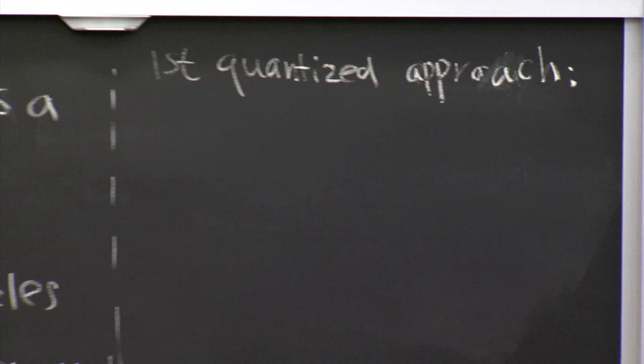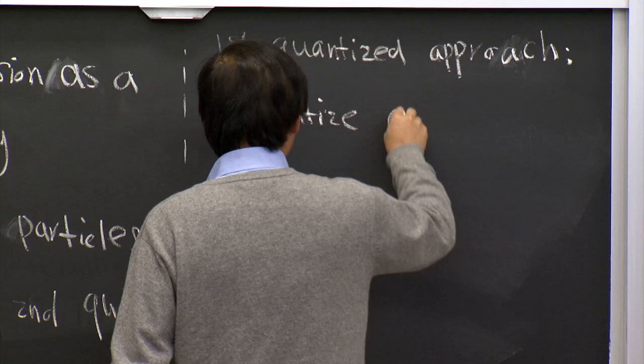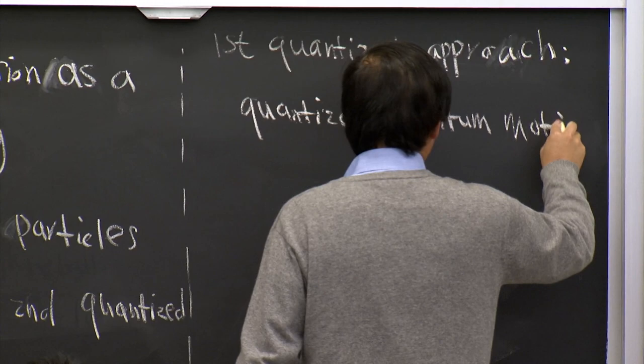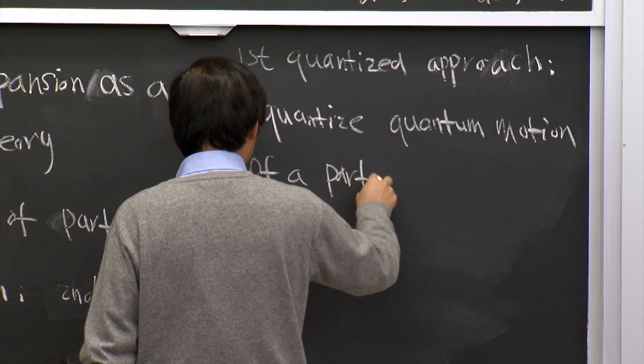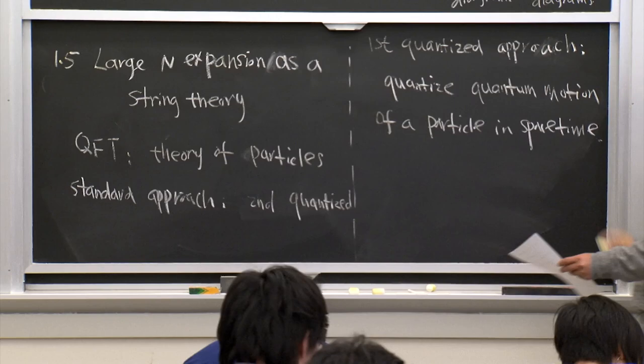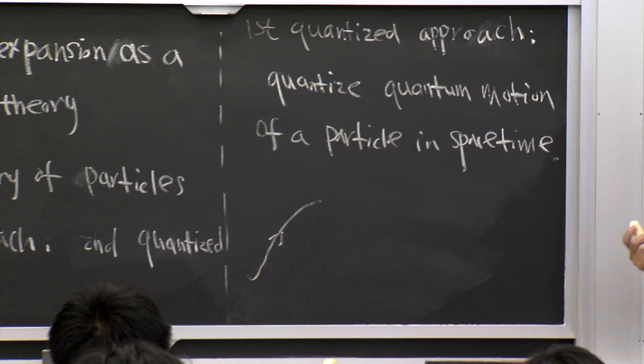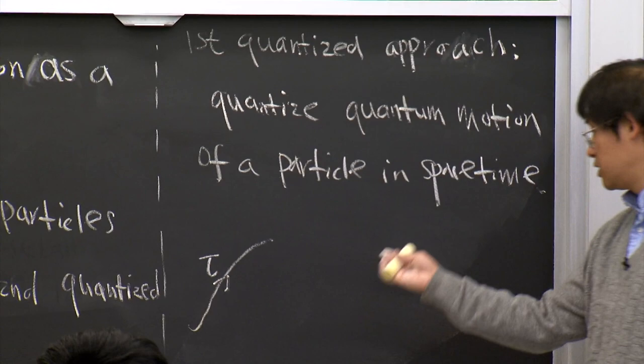You directly quantize the quantum motion, say of a particle or particles. Let's consider one particle, a particle in space-time. If the particle propagates in space-time along some trajectory, let's parameterize this trajectory using a parameter tau, which labels the point along the trajectory.